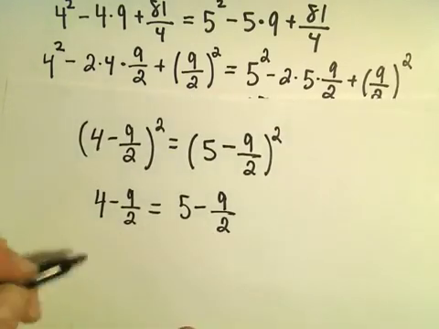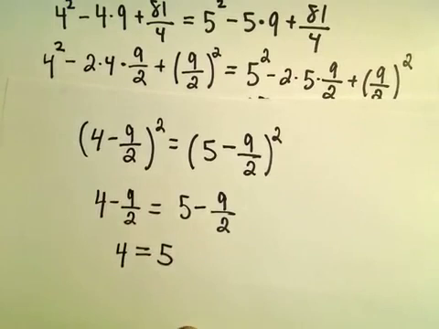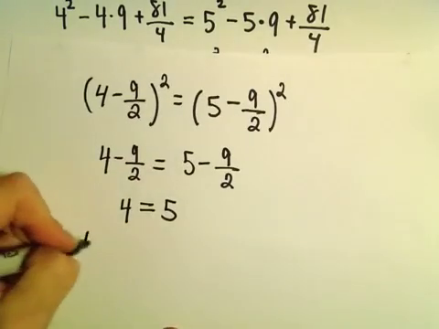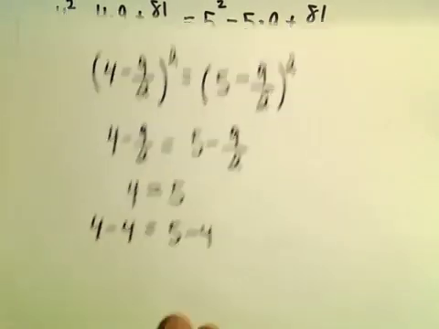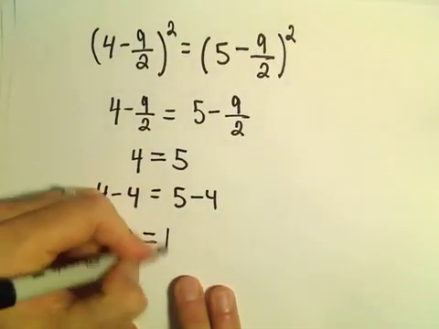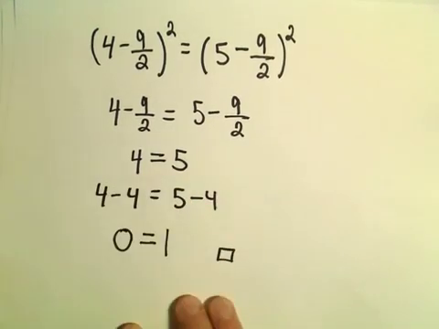And, well, we could add 9 over 2 to both sides. So that tells us that 4 equals 5. And, well, if we subtract 4 from both sides, that now tells us that 0 equals 1. So, proof complete.